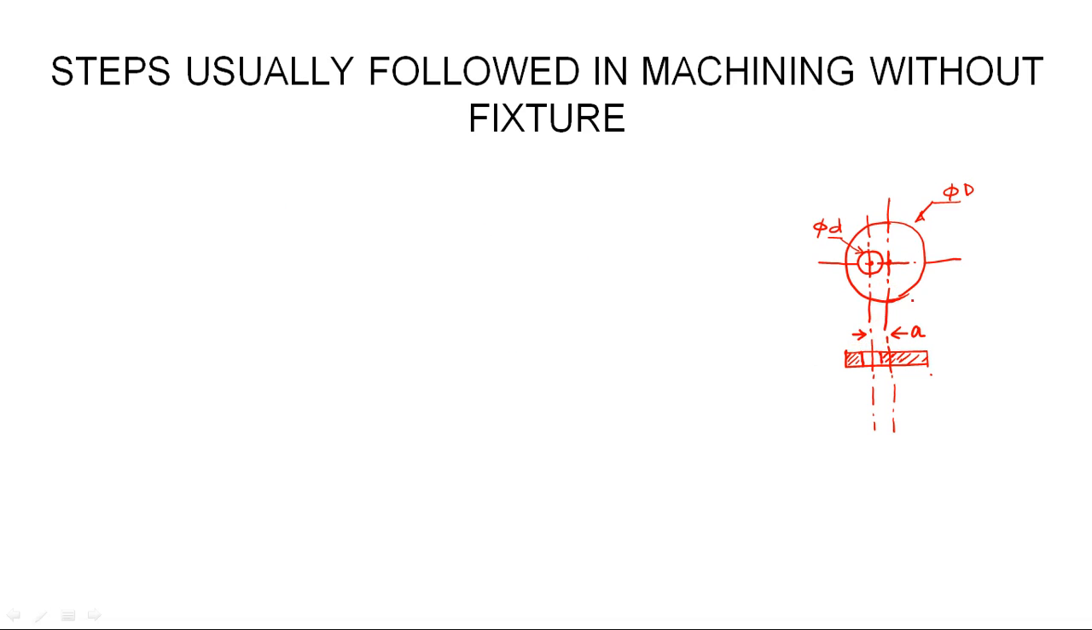Now if we need to produce this product, then we have to follow a few steps. Step number 1 is to mark the location of the hole, so at first we need to perform the marking operation. After marking, we get the center point of the hole. Then we use a center punch at the center point of the hole, so we perform the punching operation.